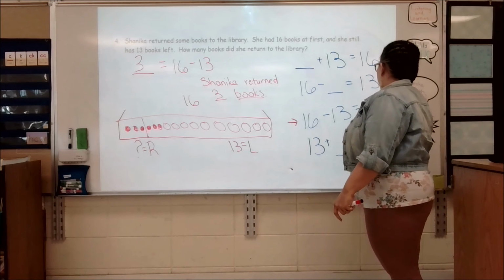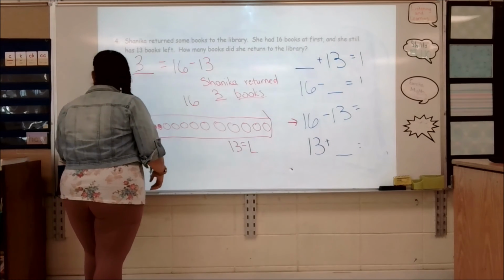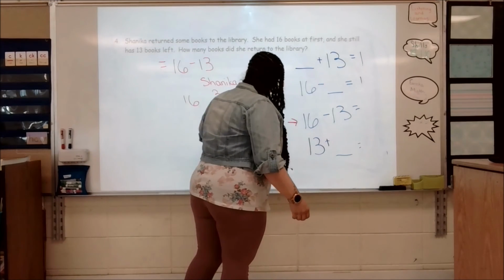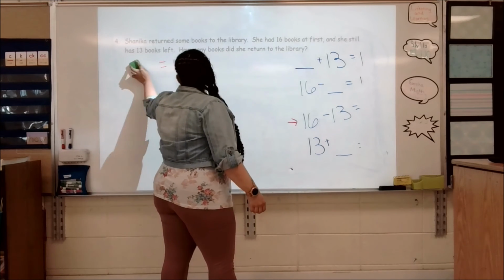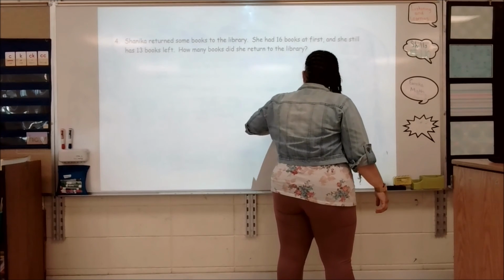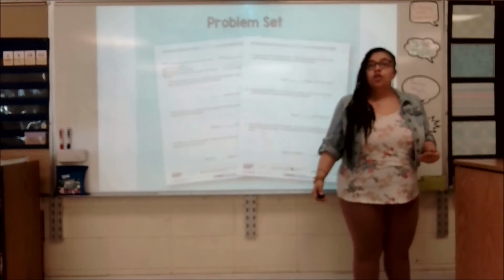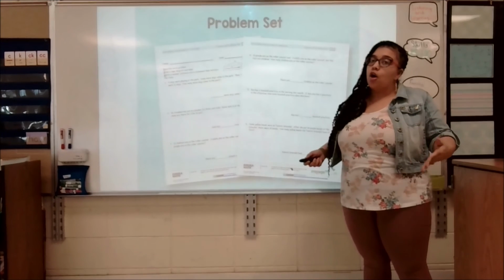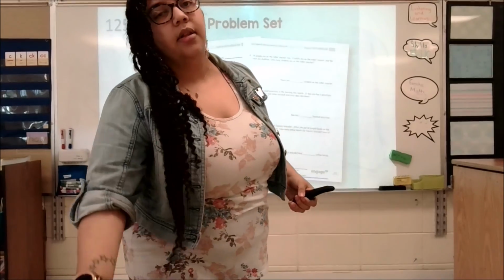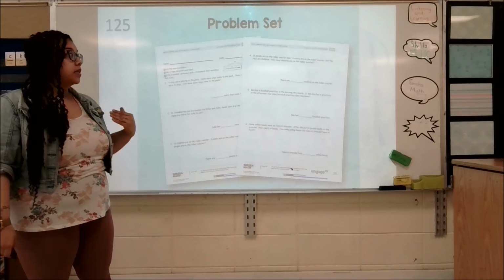Okay, so let's look to see what it is we are responsible for today to complete independently. So what are you doing today? You're going to complete your problem set. Again, it's all word problems. That starts on page 125 in your Learn book. It is front and back. You're wanting to complete all 6 of the problems.